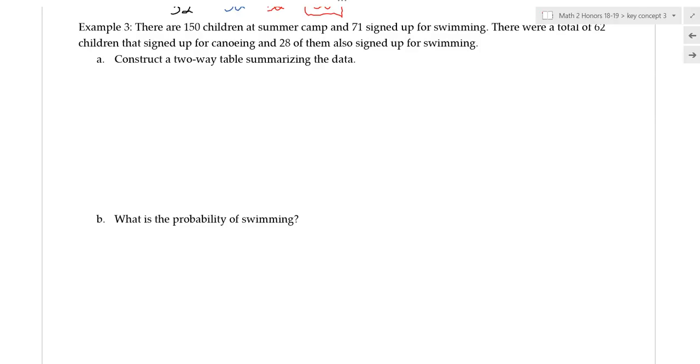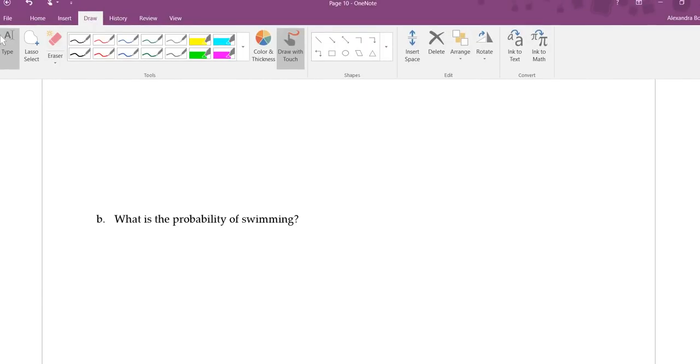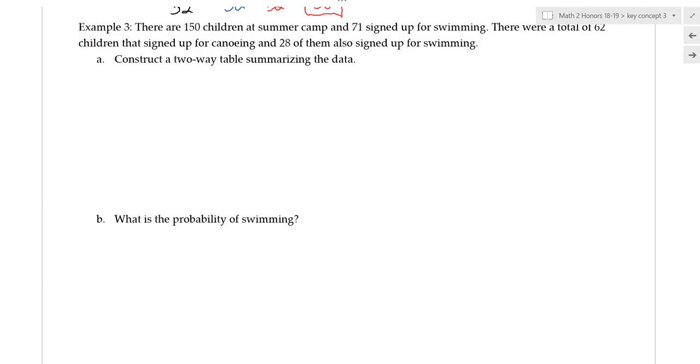There are 150 children at summer camp, and 71 signed up for swimming. There were a total of 62 children that signed up for canoeing, and 28 of them also signed up for swimming. Okay. All I know here is people signed up for swimming and did not sign up for swimming, and people signed up for canoeing and did not sign up for canoeing. So those are going to be my two things.